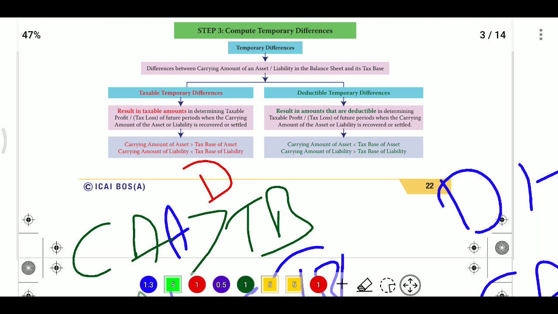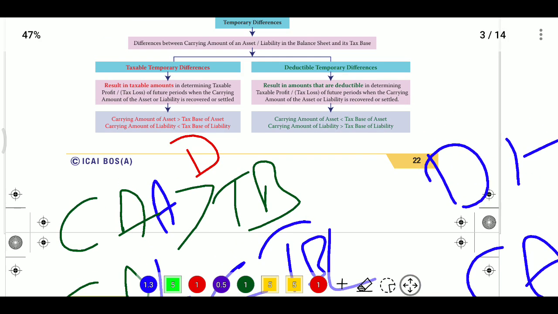After that, we check the carrying amount as per the relevant assets and liabilities as per Ind AS, and the tax base, and we see the difference between both. If it is a taxable temporary difference, it leads to additional payment in future, and the deferred tax liability will be created. Here the carrying amount of asset is greater than the tax base of asset, or carrying amount of liability is less than the tax base of liability. After that, we talked about deductible temporary difference.